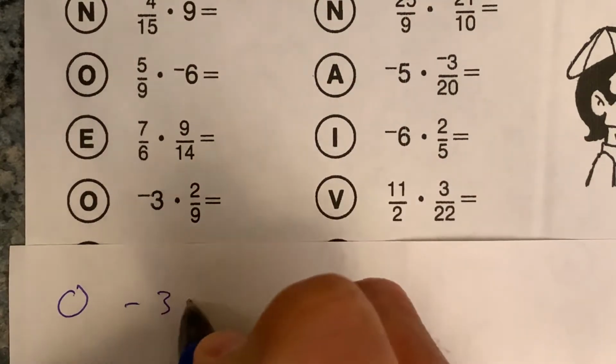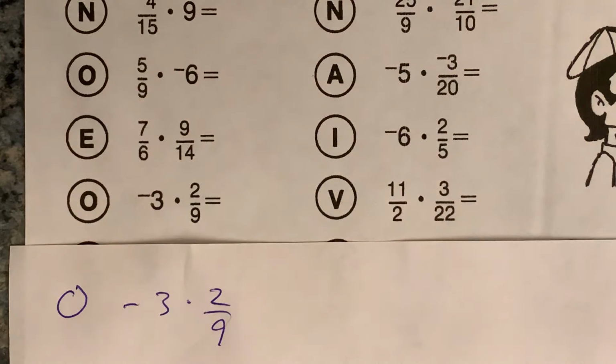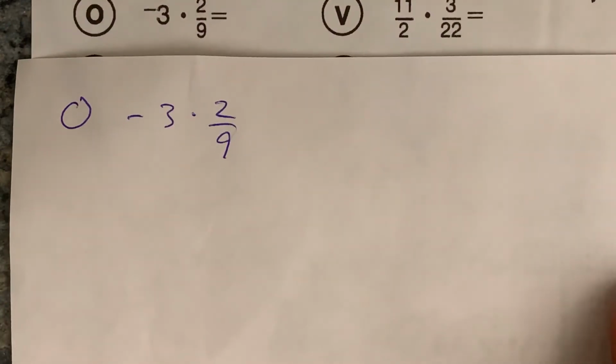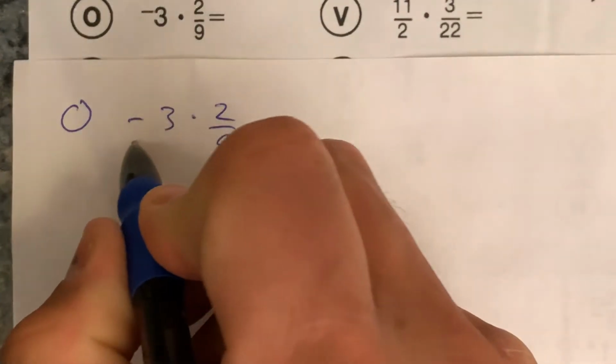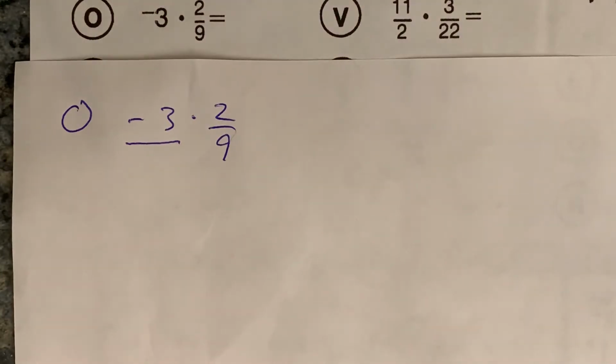It's -3 times 2/9. As a reminder, when we multiply fractions, we want to cross cancel. Also, you should not use a calculator for this. I said that in the description before, but lots of people just write answers down. You have to show your work like I'm doing, or I'm not going to give you credit for it. I returned a lot of those assignments yesterday because of that.